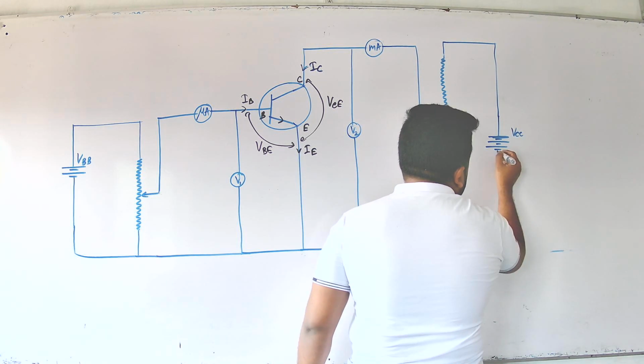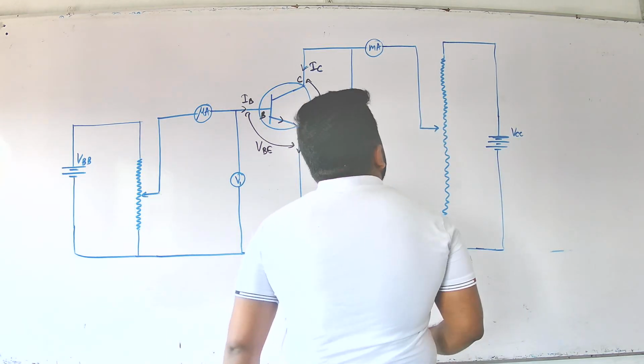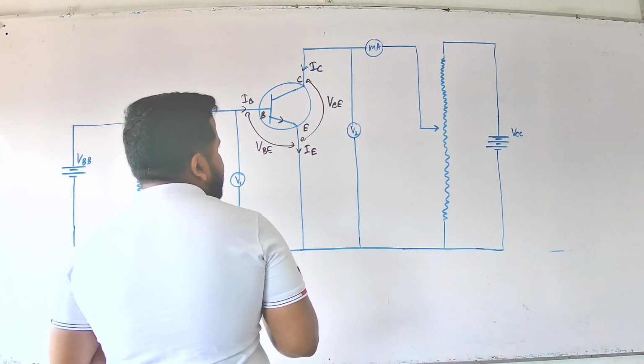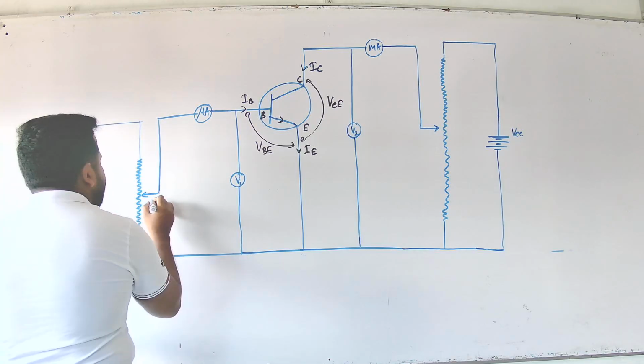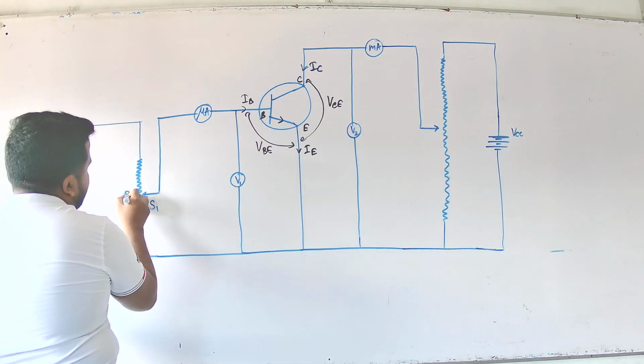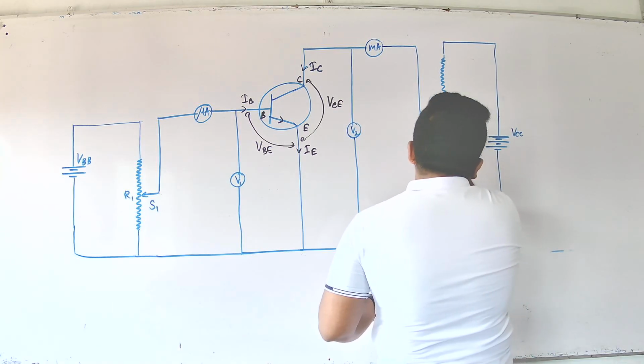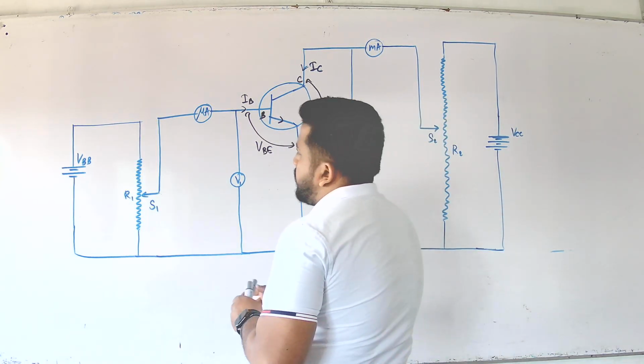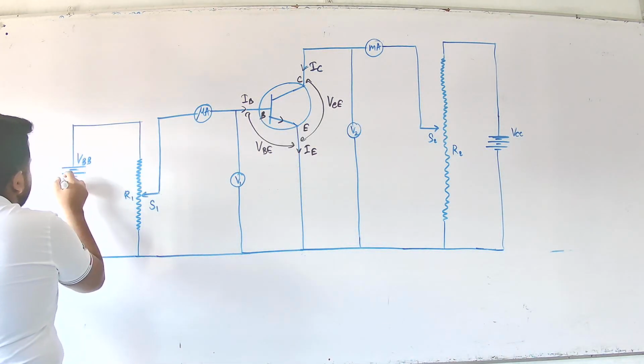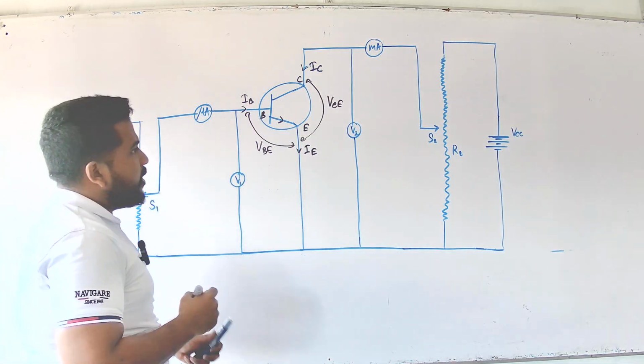We can use the rheostat. So this is the configuration. I will take it as S1, R1, R2, S2, then this battery as X, this battery as Y.